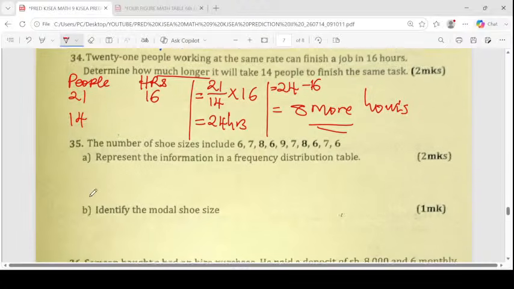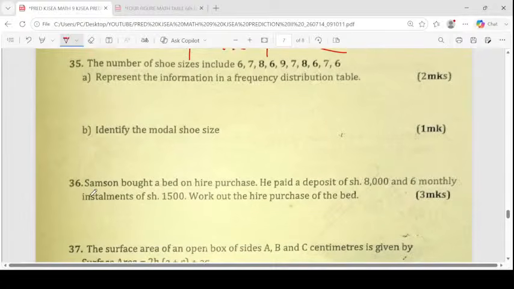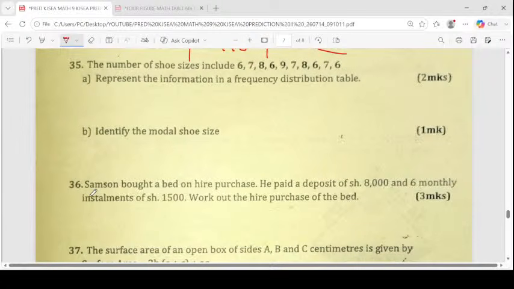Let me look at question number 35. The shoe sizes include 6, 7, 8, 6, 9, 7, 8, 6, 7, 6. Represent this information in a frequency distribution table. A frequency distribution table will be like this. We have the numbers here. Let me have the shoe size.